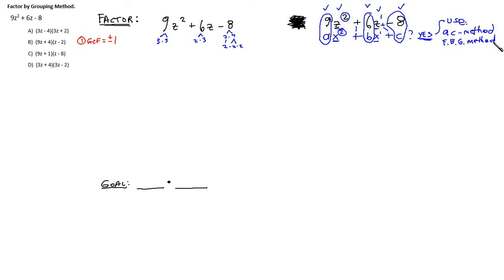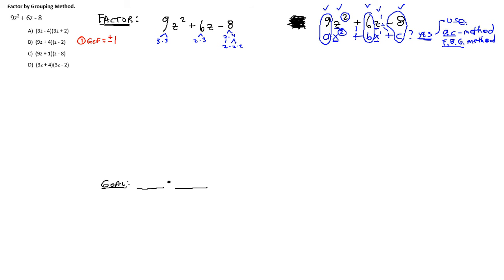Now, factor by grouping alone applies to 4-term polynomials. But it's kind of foreshadowing what we're going to do. We're going to use A and C and B, but we're going to use the AC method to split the middle term. And when we create 2 terms out of the middle term, then we'll have a 4-term polynomial, and then we can apply factor by grouping. So that's why this method goes by both of these titles, AC method and factor by grouping method.